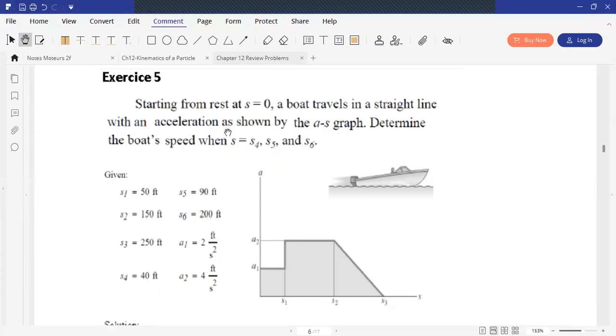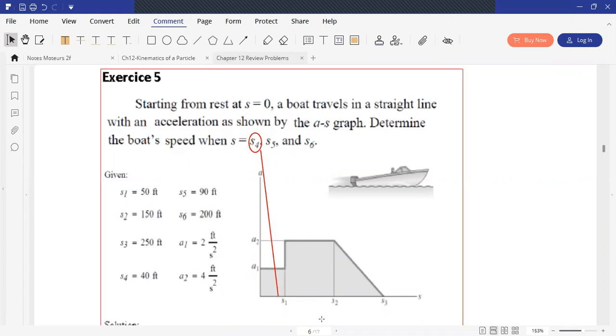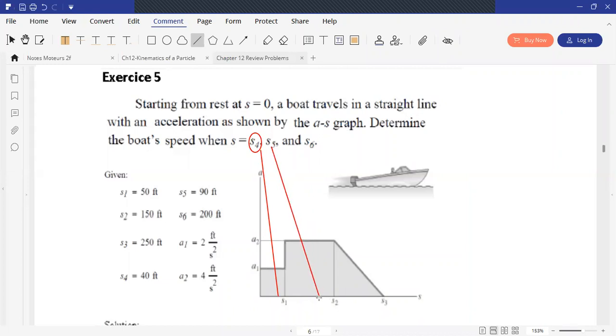Okay, first let's locate S4. S4 is equal to 40, so it's in the first phase because S1 is 50, so S4 is somewhere here. Okay, S5 is in the second phase because S2 is equal to 150, so S5 is somewhere here, and S6 somewhere here. So S4, S5, S6 are different points in different phases.